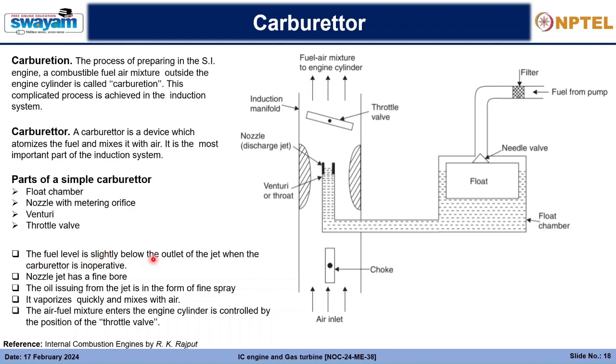The fuel level is slightly below the outlet of the jet when the carburetor is inoperative. Yes. So what happens is that the fuel out here gets discharged into this carburetor due to a pressure difference which is created due to the location of the venturi. And when the carburetor is inoperative, you don't want the fuel to escape.